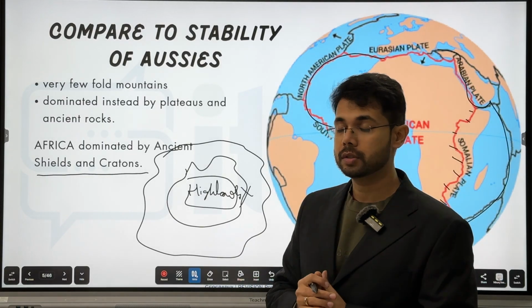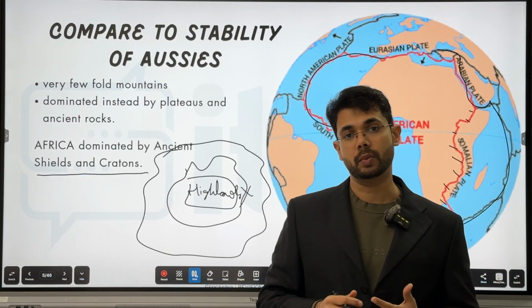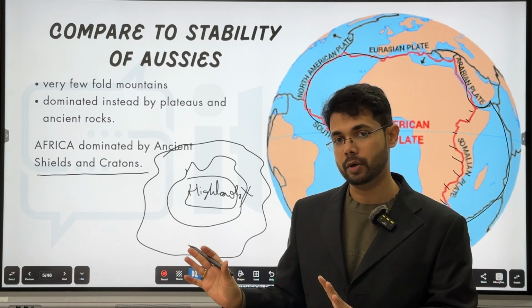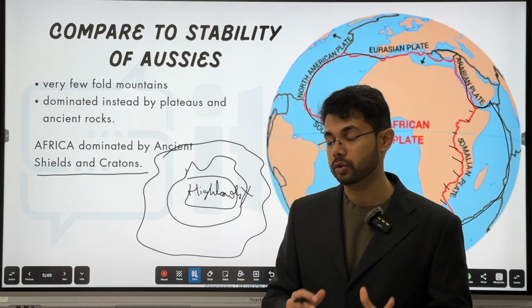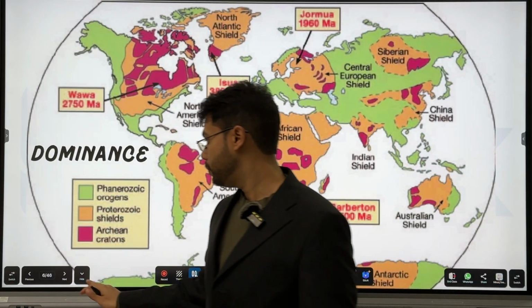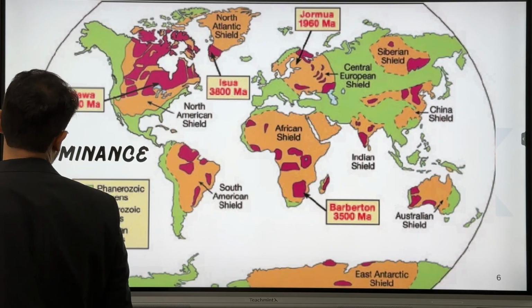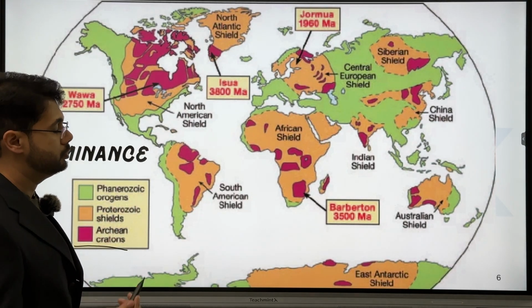What are shields and cratons? I know we haven't studied much of shields and cratons and it is not present in our books as well, but I think it is extremely important for a serious student of geography to know what shields and cratons are. Now look at this map. The red portion is Archean cratons. You just need to know cratons. You don't have to learn the rest.